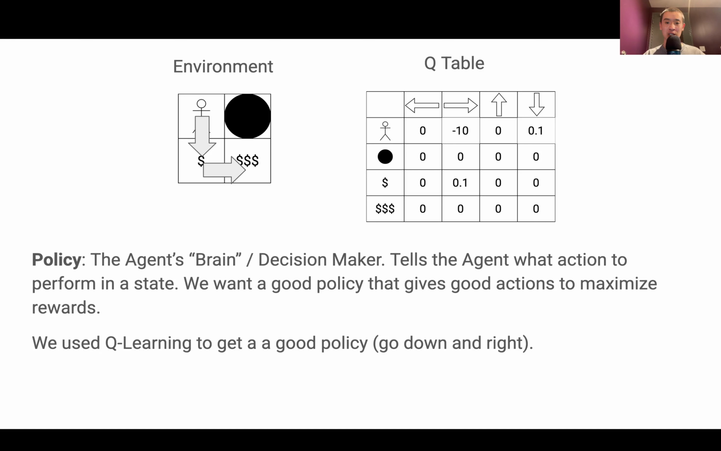And we can see this for ourselves. So when the stick figure is in the upper left-hand corner, the highest value is 0.1, right? It's better than 0 and negative 10. So we go down. Then we end up in the single dollar sign square, which is right here. And what's the highest value? Going to the right, 0.1. So we go to the right and we win the game. We get the most money with the $3 signs.